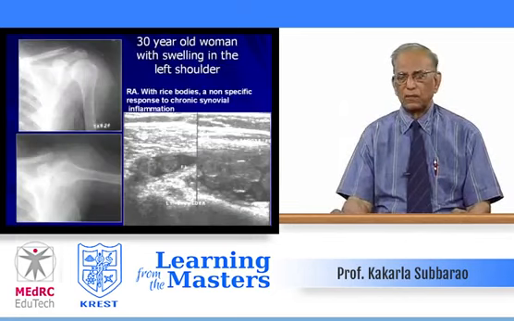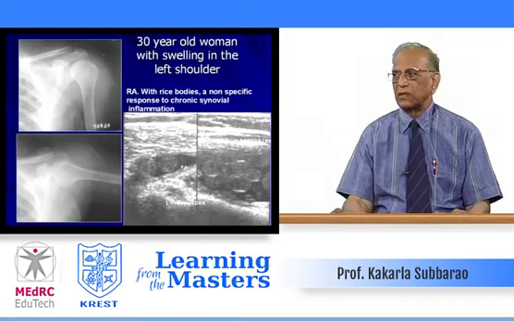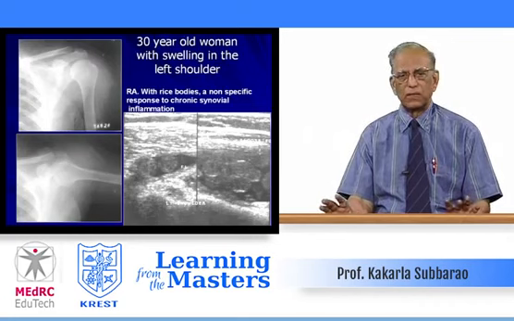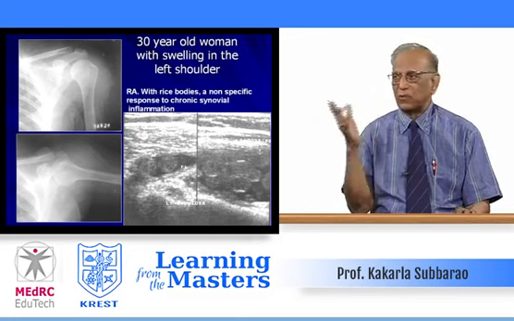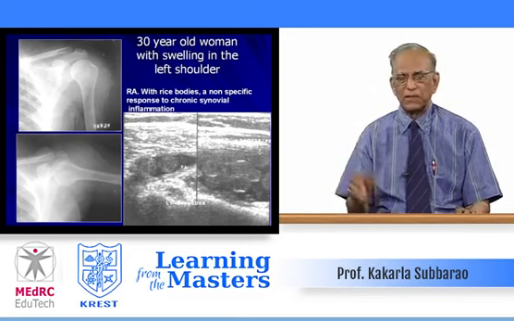On your left hand side, you see a 30-year-old woman with swelling in the left shoulder. That is the presentation to the rheumatologist. And then on the plain film, all you see is a soft tissue swelling around the head and neck of the humerus. No bone erosions you can see, no lytic areas, no calcifications.